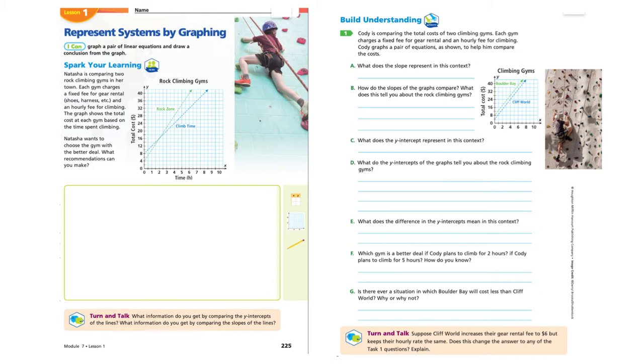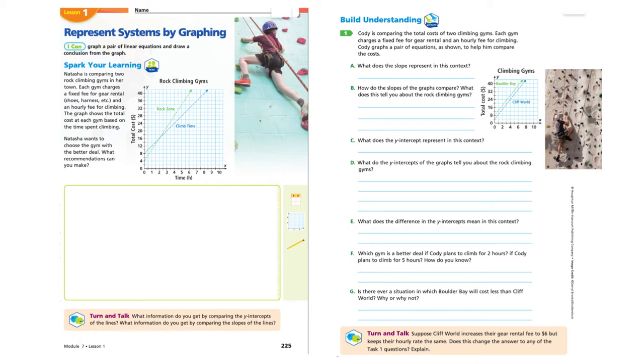C, what does the y-intercept represent? So remember, the y-intercept is when x equals 0. Where does that line cross the y-axis? D, what do the y-intercepts of the graph tell you about the rock climbing gyms? So you'll think about that. What does that mean when they are right there? E, what does the difference in the y-intercepts mean in this context?